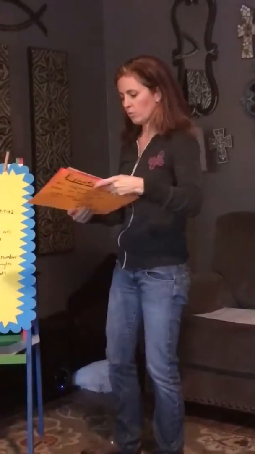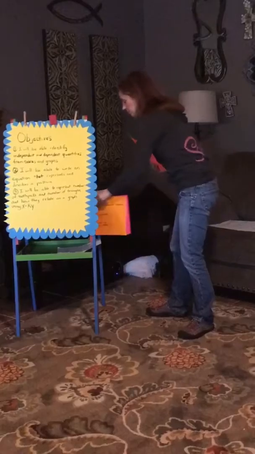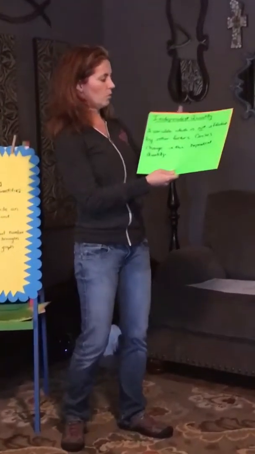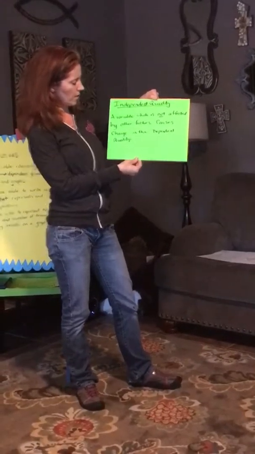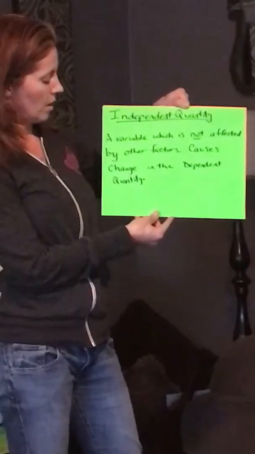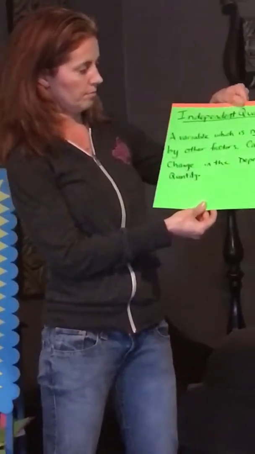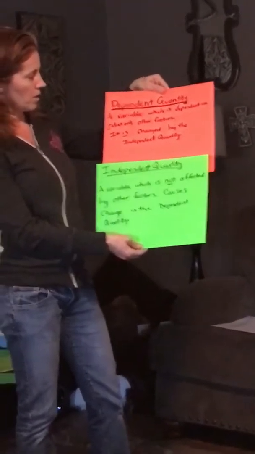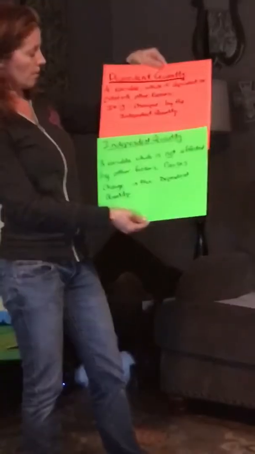These next 2 words are new words. First one is independent quantity. It is a variable which is not affected by other factors. It causes a change in the dependent quantity. The dependent quantity is a variable which is dependent upon other factors. It is changed by the independent quantity.